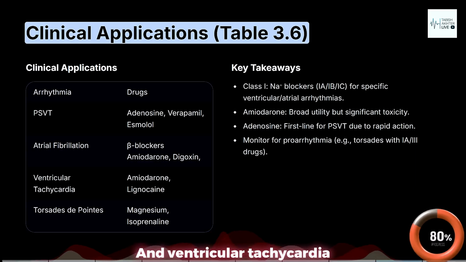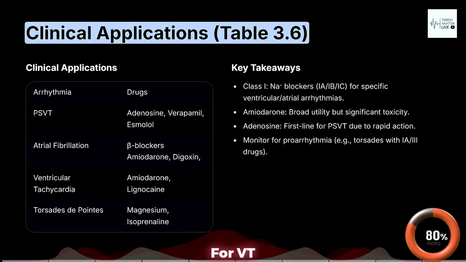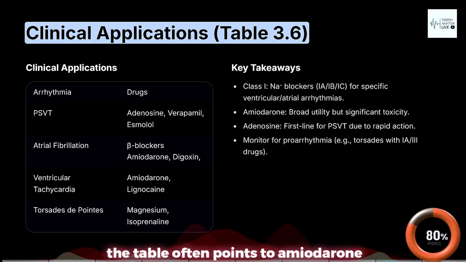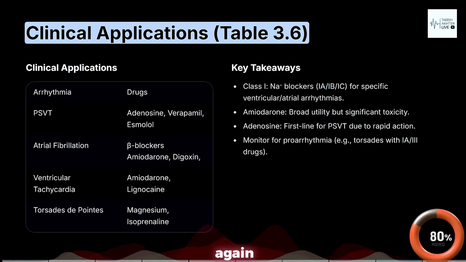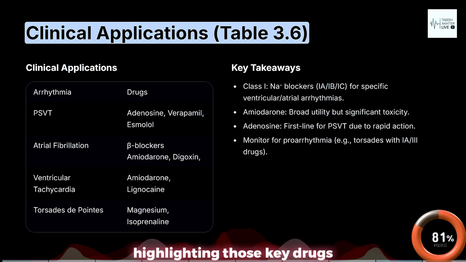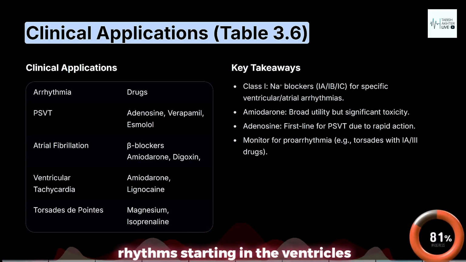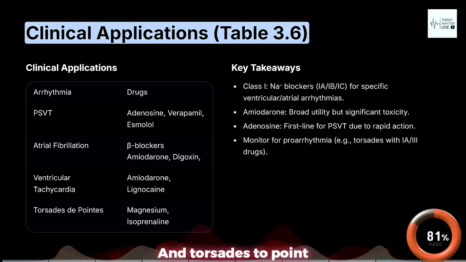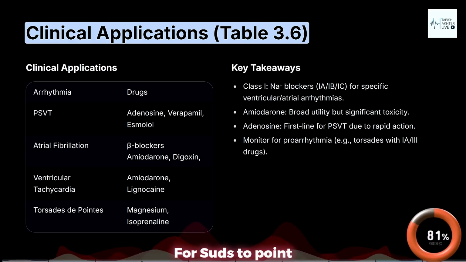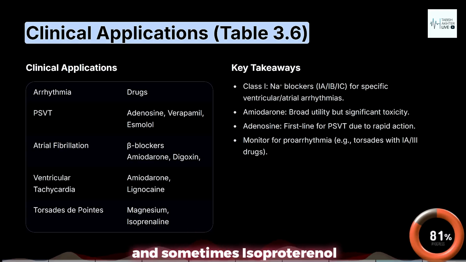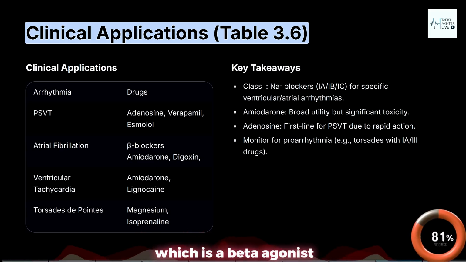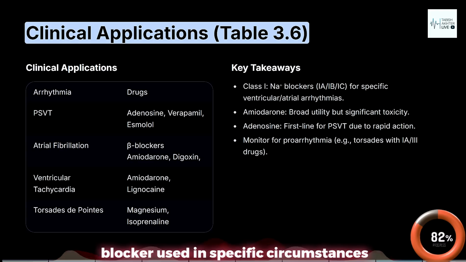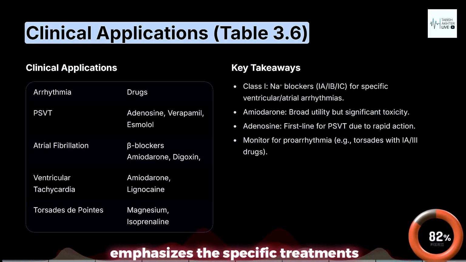And ventricular tachycardia, VT. For VT, the table often points to amiodarone or lignocaine, again highlighting those key drugs for potentially life-threatening rhythms starting in the ventricles. Got it. And torsades de pointes? For torsades de pointes, it's magnesium right at the top, and sometimes isoprenaline, which is a beta agonist, kind of the opposite of a beta blocker, used in specific circumstances. It emphasizes the specific treatments needed there.